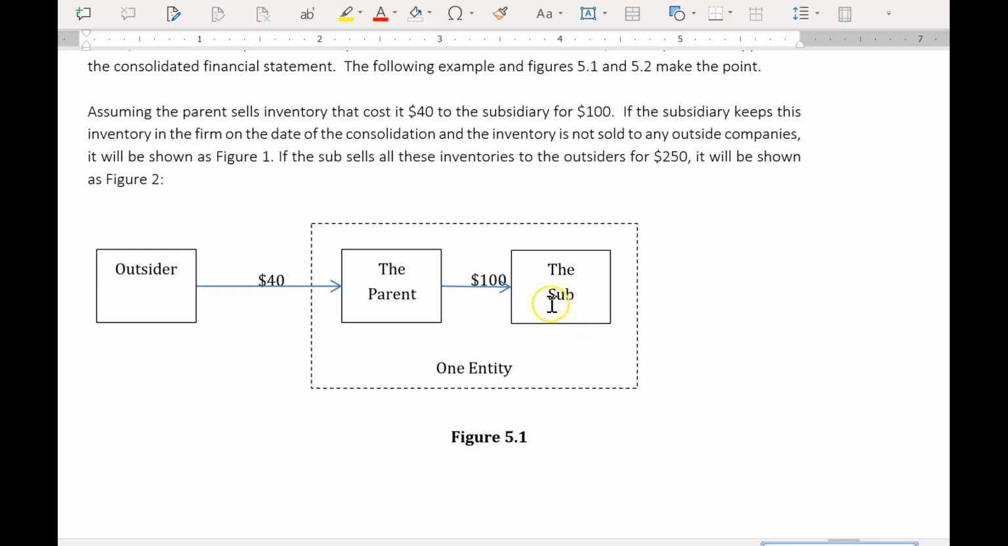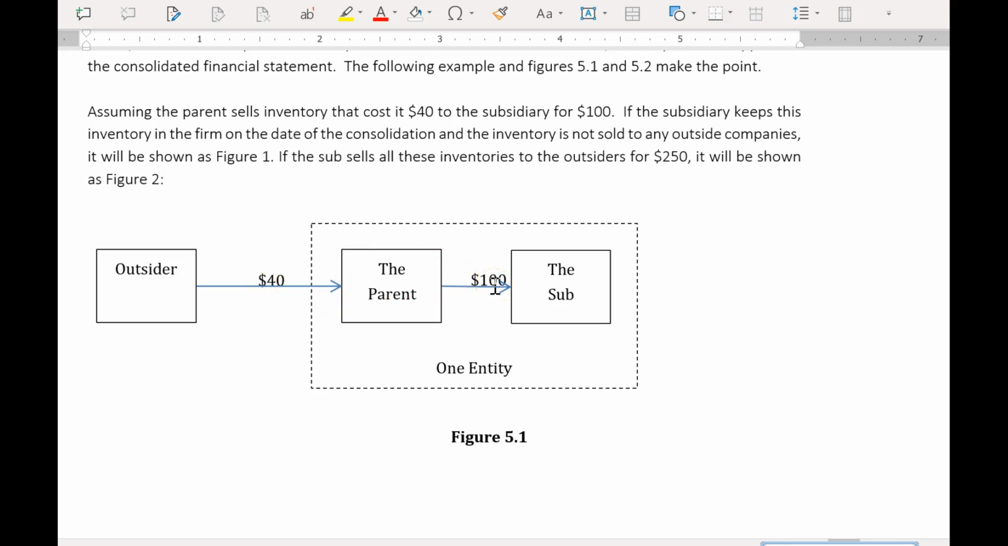So let's take a look at this very simple example. The parent got some inventory from outsiders for $40, right? The parent sells this inventory to the subsidiary for $100. You can see the parent basically records $100 in sales and $40 cost of goods sold. So this transaction basically increases the parent's net income by $60, right?